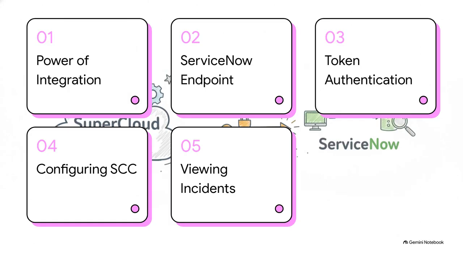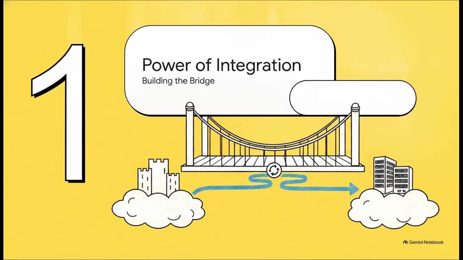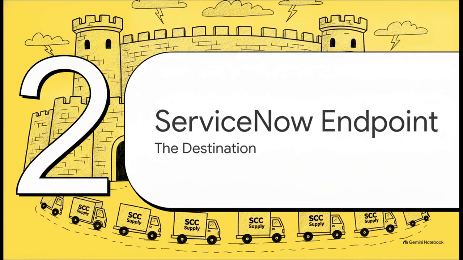1. The power of integration. 2. Preparing the ServiceNow endpoint. 3. Securing with token authentication. 4. Configuring SuperCloud Composer. And 5. Viewing automated incidents. Section 1. The power of integration, building the bridge. Section 2. Preparing the ServiceNow endpoint, the destination.